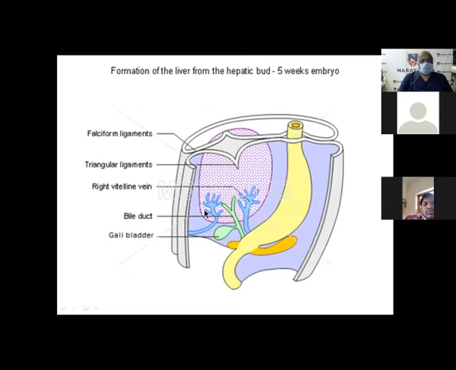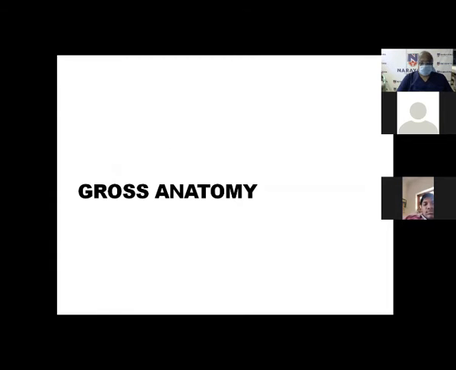This is the whole liver. And slowly the bile duct starts appearing. This is the gallbladder. And this is the right vitelline vein. In future, it becomes the portal vein. These are the transverse ligaments, everything. So that is the gross embryological anatomy of the development of the liver.